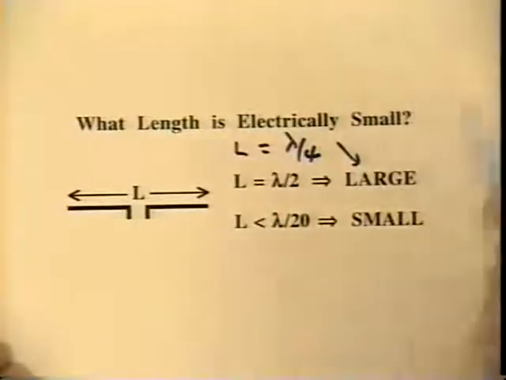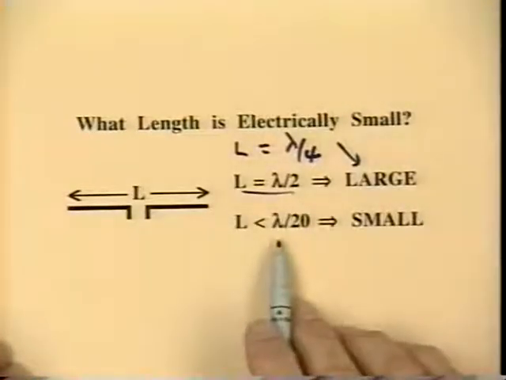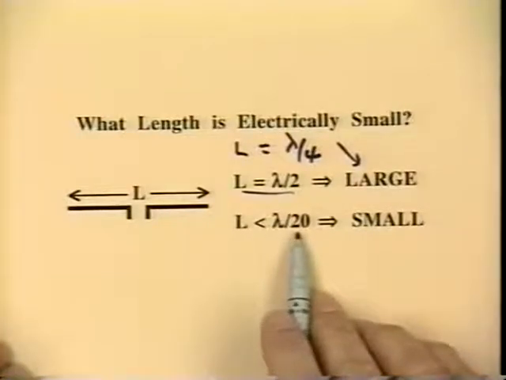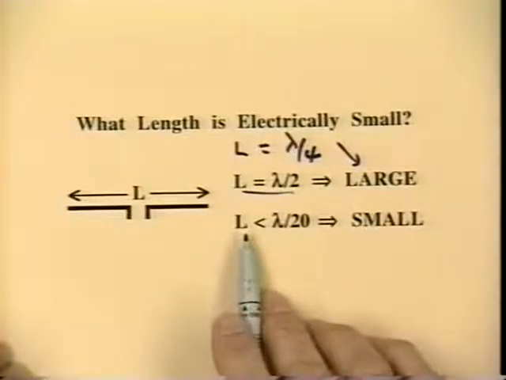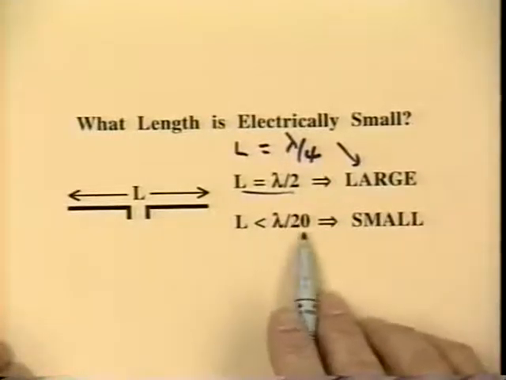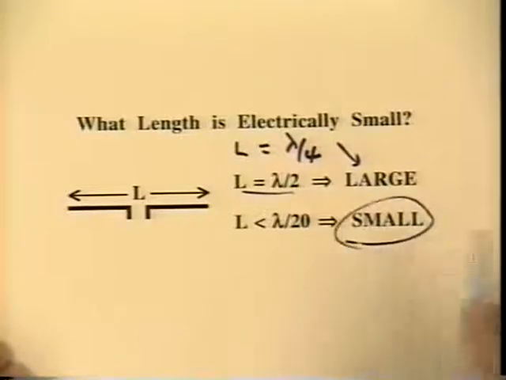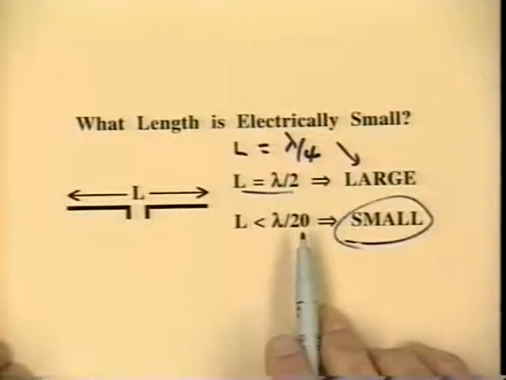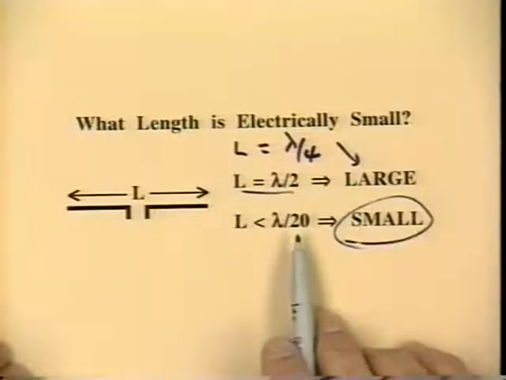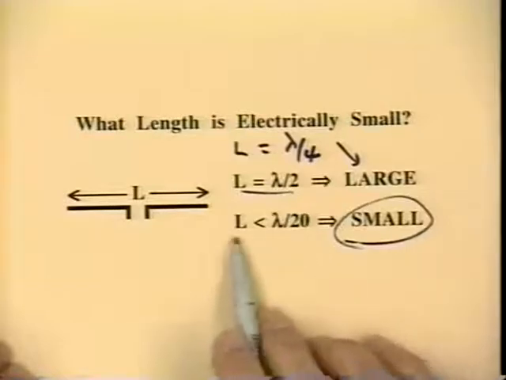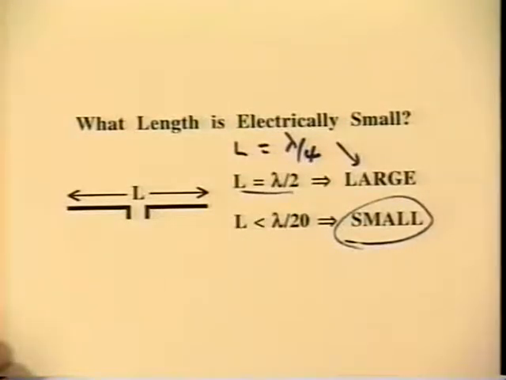The rule of thumb I like to use is I take a half wavelength, divide by 10, to get a wavelength over 20. And I say that when the length of a cable, the length of a trace, the length of a component is less than a wavelength over 20, then we can say it's electrically small. Now this is approximate again. There will be situations maybe where this is not quite small enough to completely ignore the radiation that might be coming off of this structure. But in most cases, I think we'll find that this is a very practical, useful idea.